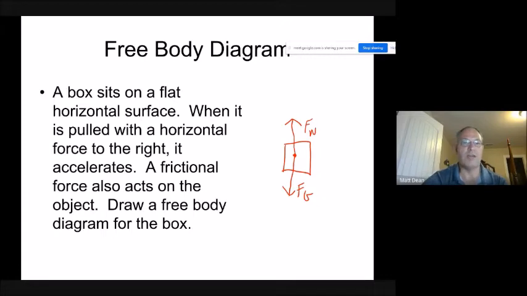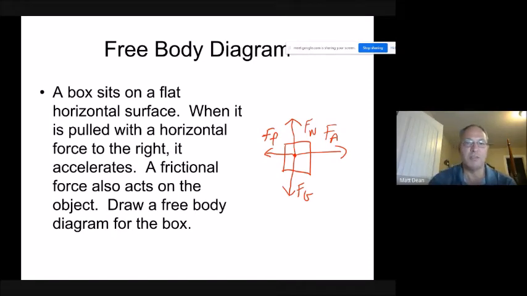So we also have an applied force to the right. So we're going to draw that in like so. And I'm going to write that as F sub A, applied force. We have a frictional force. Well, remember that frictional forces always act in the opposite direction of the motion. So if the box is being pulled to the right, the frictional force acts to the left. I'm going to write that as F sub F, frictional force.